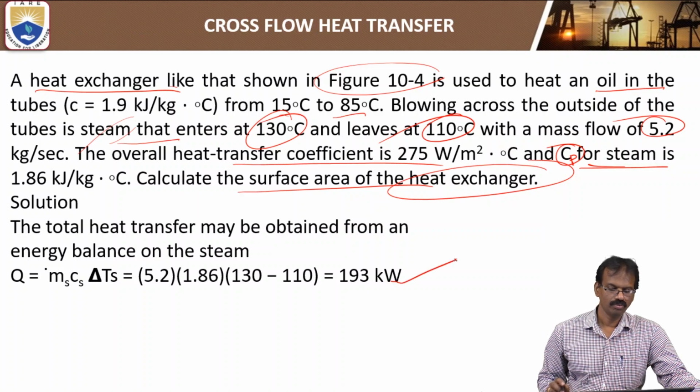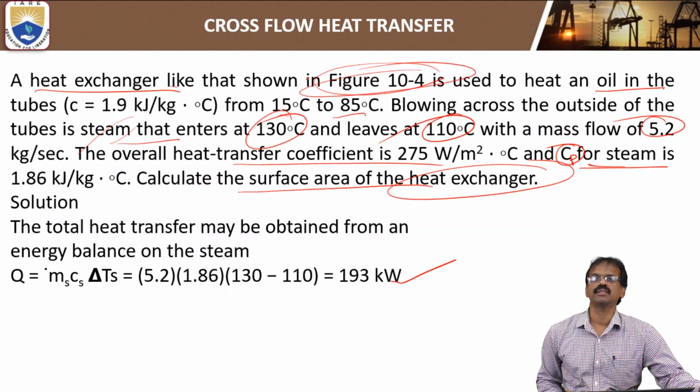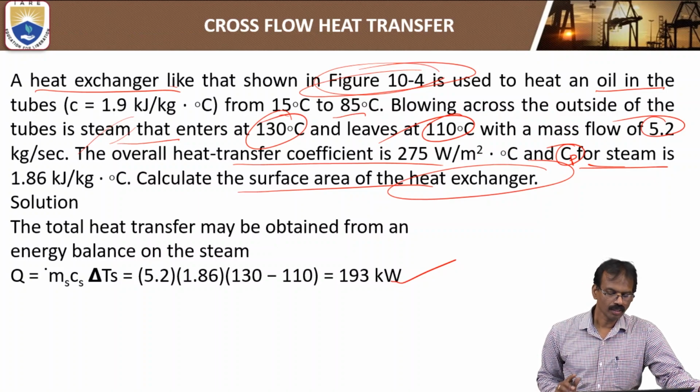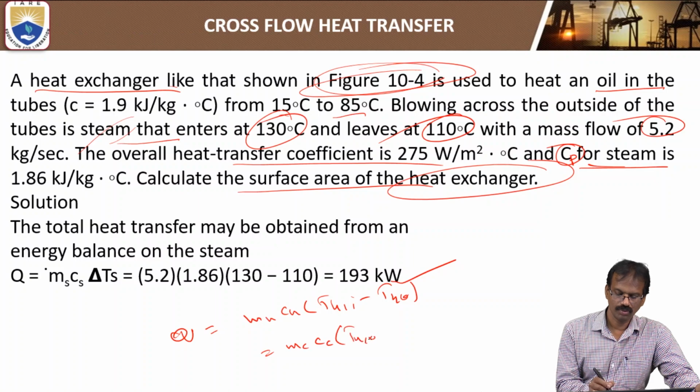So first of all, you know the condition. What is the condition? The steam is blowing across the outside of the tubes. Based upon the figure, you can understand what the condition is, either 2 shell or 1 shell or multiple tubes. Okay. So first of all, we find out the Q value. Q is equal to MH CH into hot fluid inlet minus hot fluid outlet, is equal to MC CC into cold fluid outlet minus cold fluid inlet. So this is the formula.